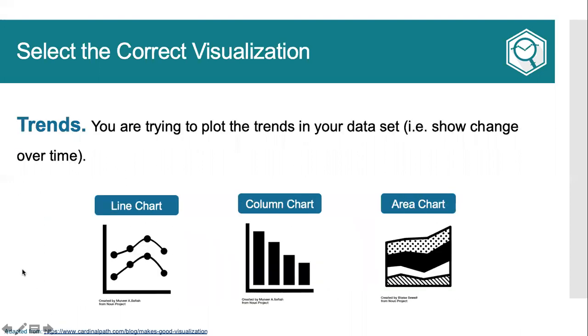Trends, which is when you're trying to plot the trend in your data or show the change over time. This might mean if you want to show how perceptions change over a number of years, you would generally want to use maybe a line chart. You could use a column chart.